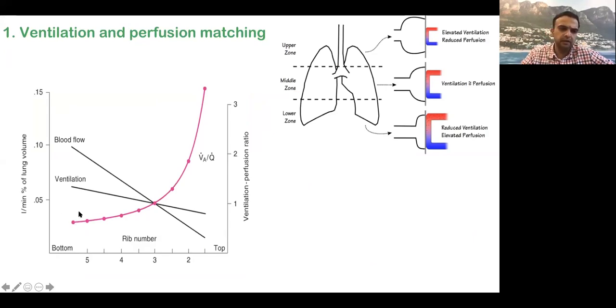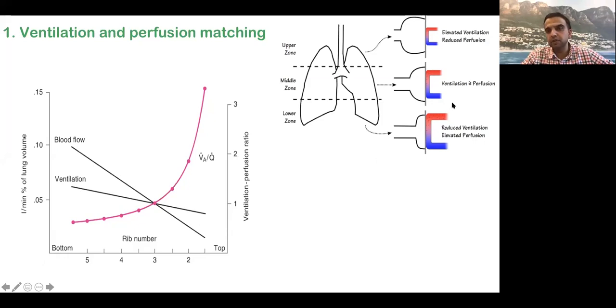So if you see this graph, let me not say the bottom of the lung, let me say the dependent part of the lung has a higher blood flow compared to the ventilation. But as you go from the bottom to the top, the blood flow decreases and the ventilation also decreases, but the decrease in the blood flow is much steeper compared to the ventilation. So at the base, there is more blood flow compared to the ventilation, and at the apex, there is more ventilation compared to the blood flow.